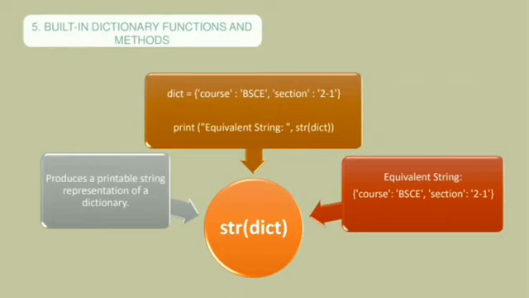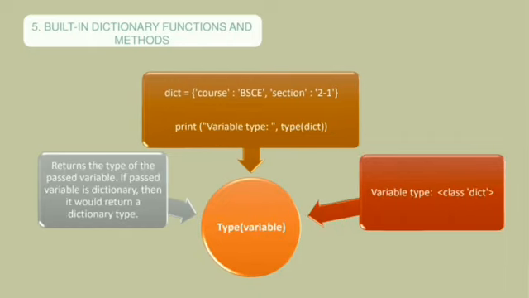str(dict) produces a printable string representation of a dictionary. When the above code is executed, it produces the following result. type(variable) returns the type of the passed variable. If the passed variable is a dictionary, then it would return a dictionary type. When the above code is executed, it produces the following result.